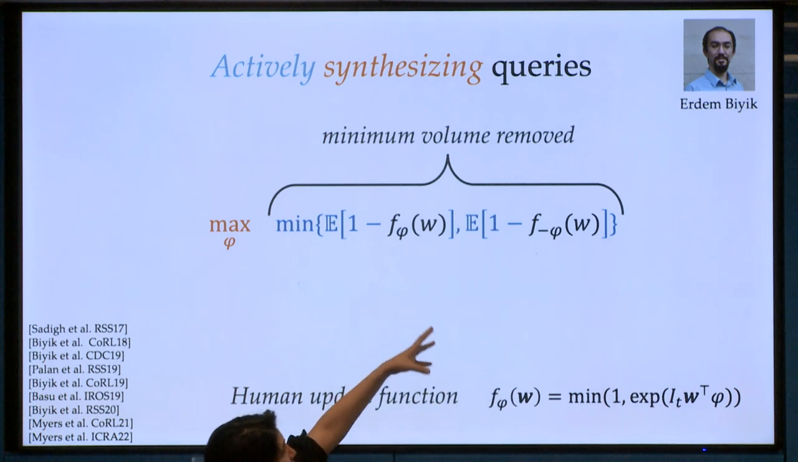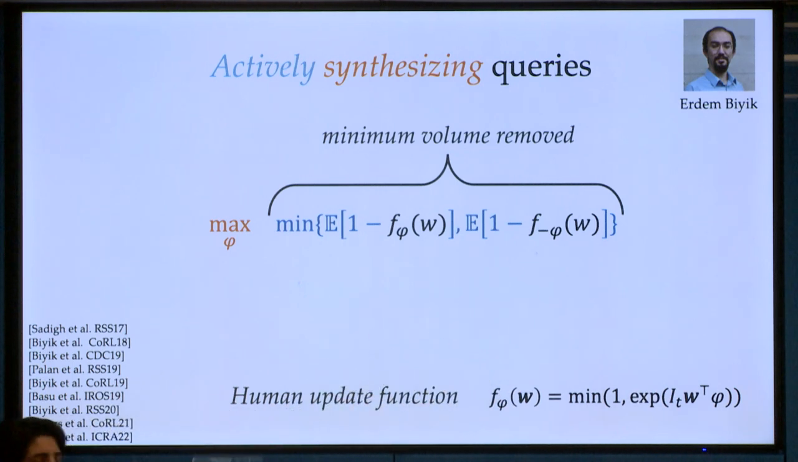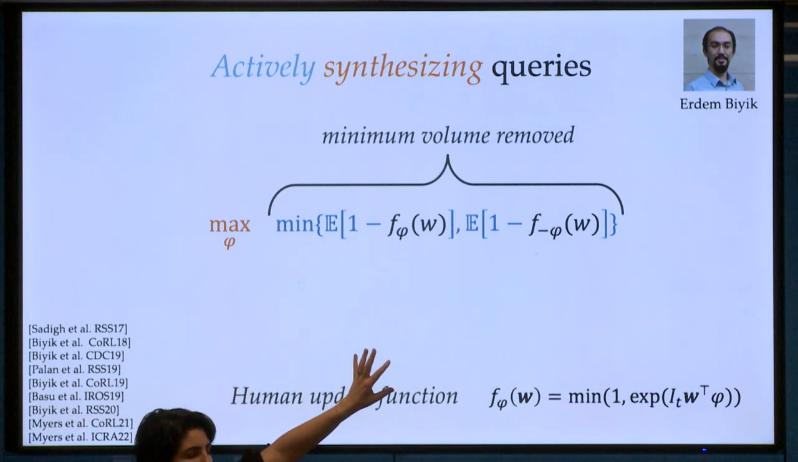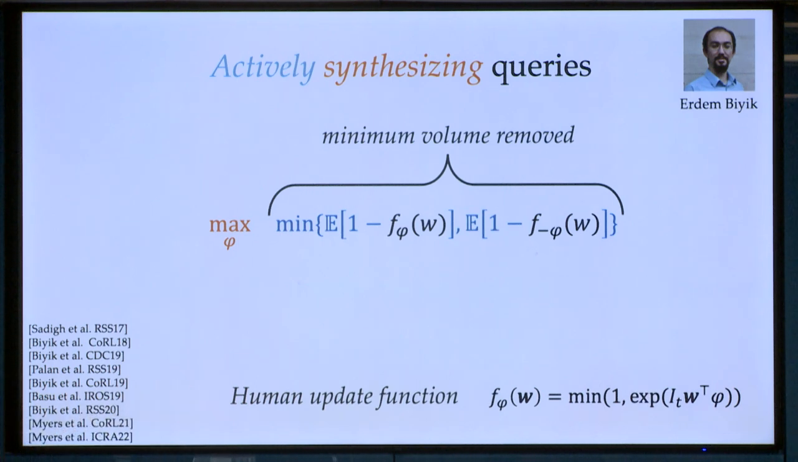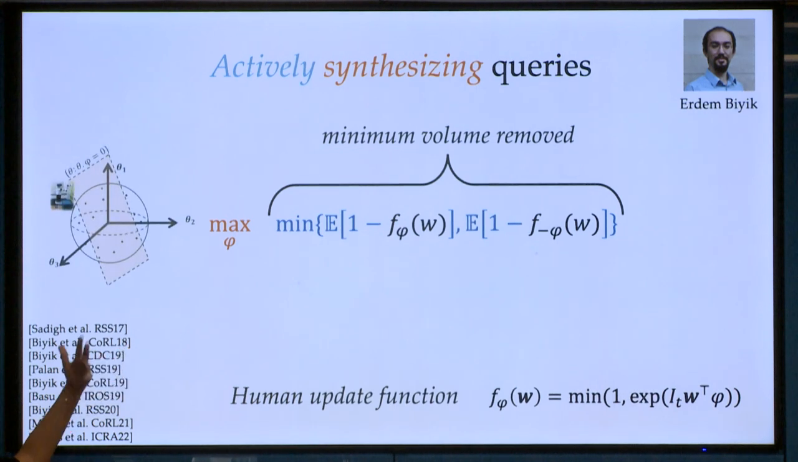So that expectation of 1 minus f function, that f is the update function of the human that I was using. I was telling you guys the human is noisy. Because they're noisy, I'm using the usual noisily rational model of the human, so I'm not going to completely remove the wrong side of the hyperplane. But basically, I'm taking the minimum of these two scenarios: the person tells me they like A over B or B over A. That minimum volume that would be removed is that measure of informativeness that I'm after, and I'm maximizing that. I'm finding scenarios that maximize that.